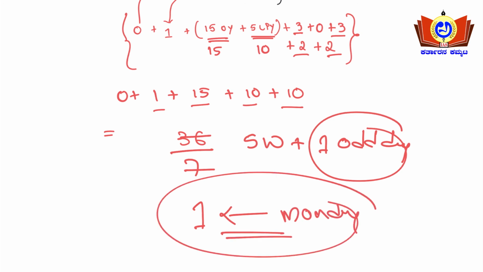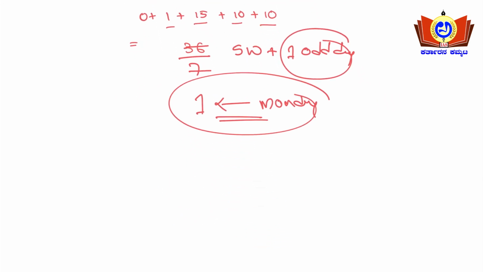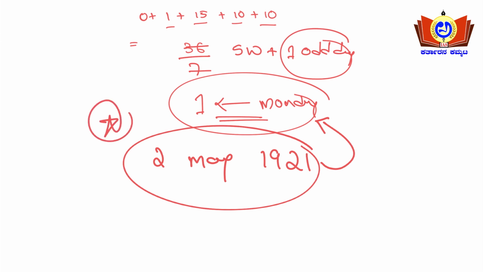Simple, right? So what is the question? Which day of the week was 2nd May 1921? So 2nd May 1921 will be Monday. Okay, simple, right?